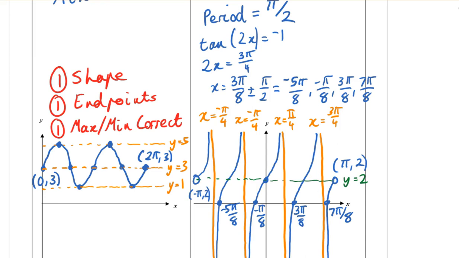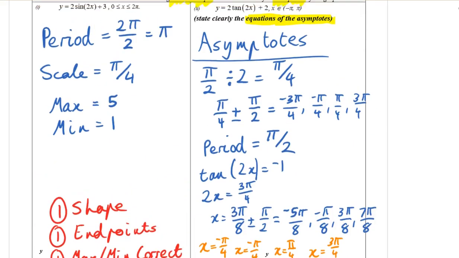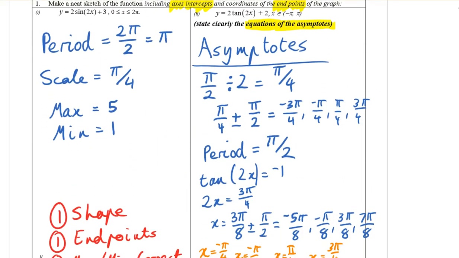Again, hopefully in an exam or test, you'd have a grid with a bit more detail, but we need to fill everything in there. So for question 2, y equals 2 tan 2x plus 2 between negative pi and pi, we need to clearly state the equations of asymptotes, and that's a good first point to give us a bit of shape to the function that we're working on. So here we always do pi on 2 equals whatever is in the tan function, in this case being 2x. That's the same as pi on 2 divided by 2, which gives us pi on 4. So that is our first asymptote.